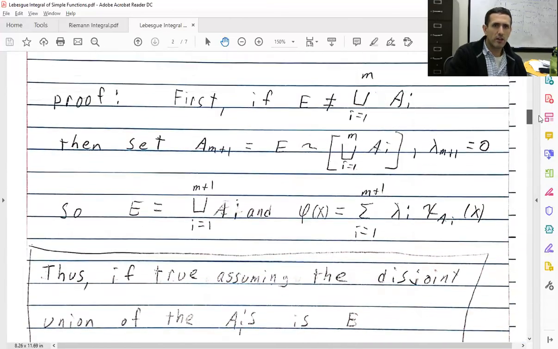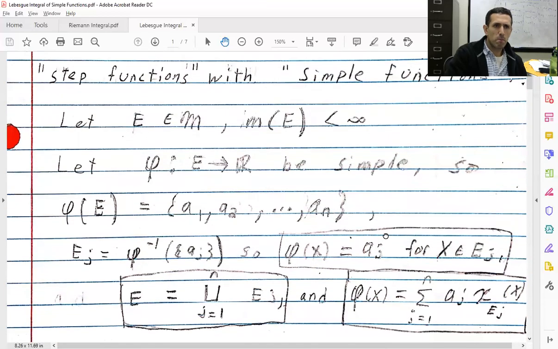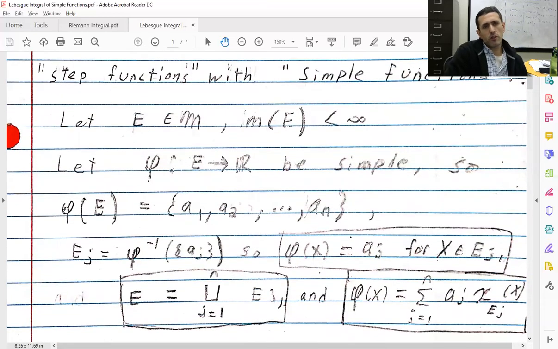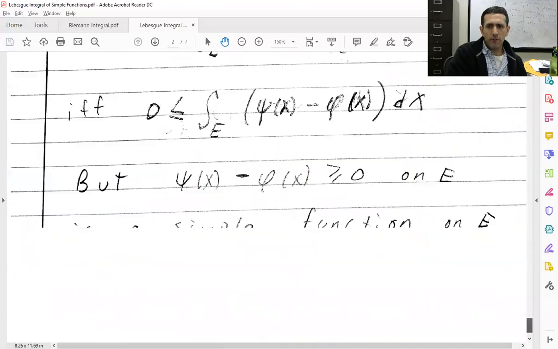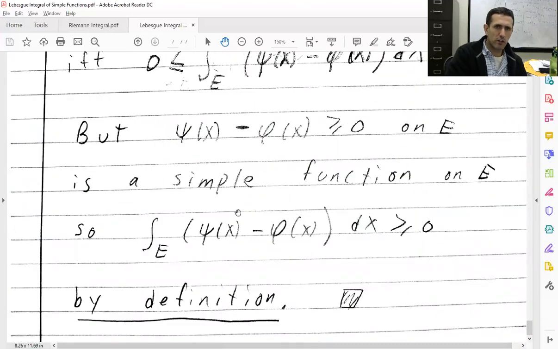Why do I say that? Because if I have a non-negative function, then all these are non-negative. Lebesgue measure is always non-negative. So you're summing up something non-negative times something non-negative, you get something non-negative. So if I integrate a non-negative simple function, that's always non-negative. So that finishes the proof. This integral here is non-negative because by assumption, this is a non-negative simple function.